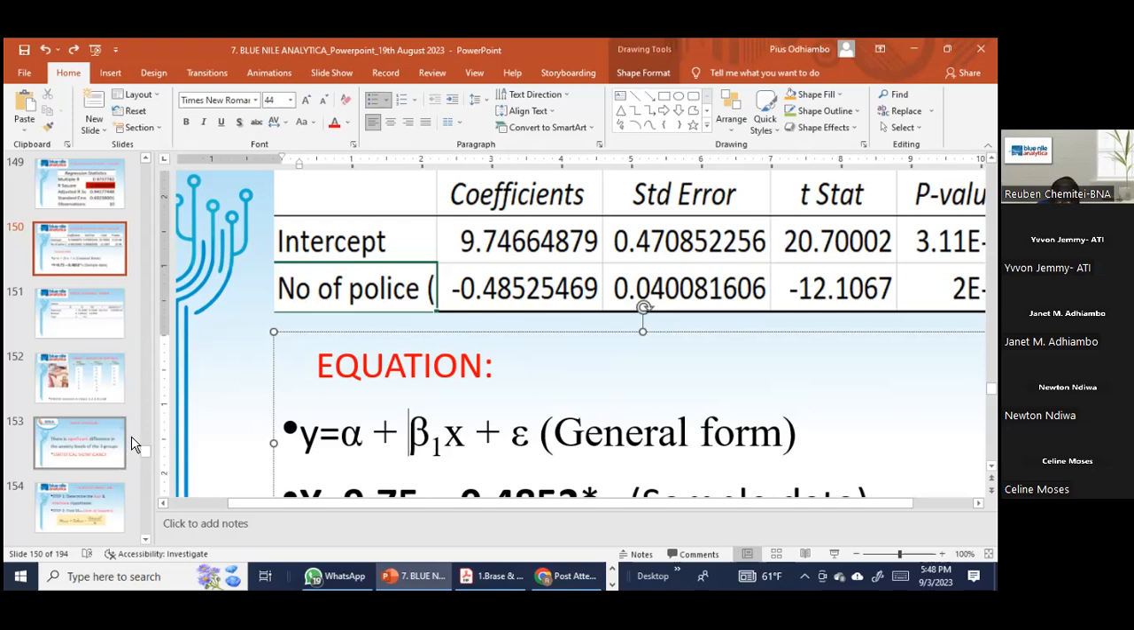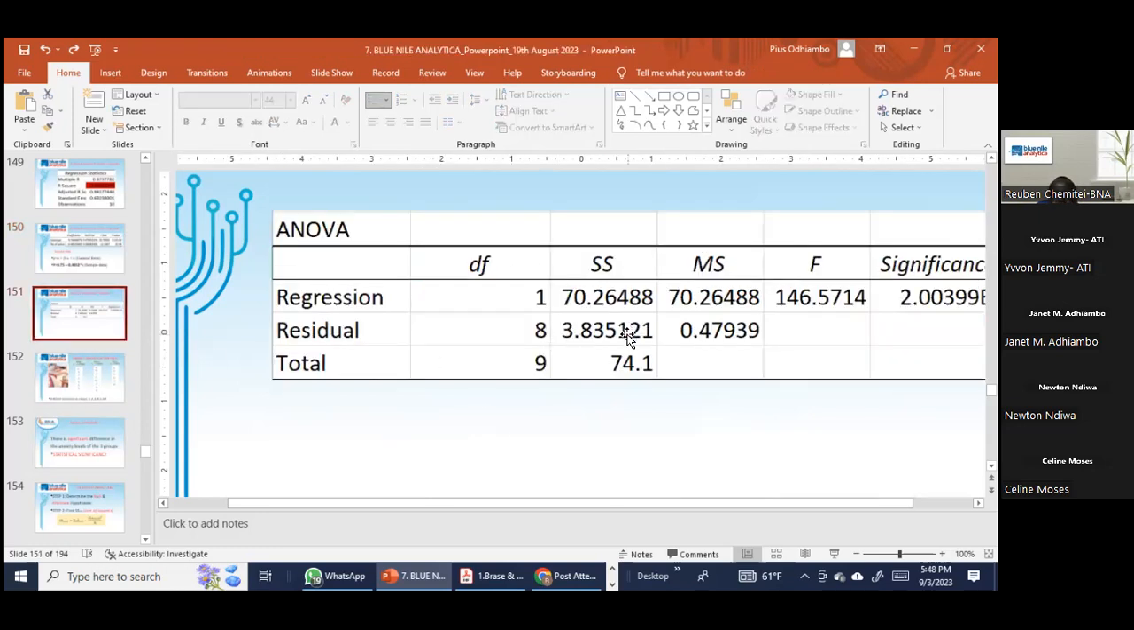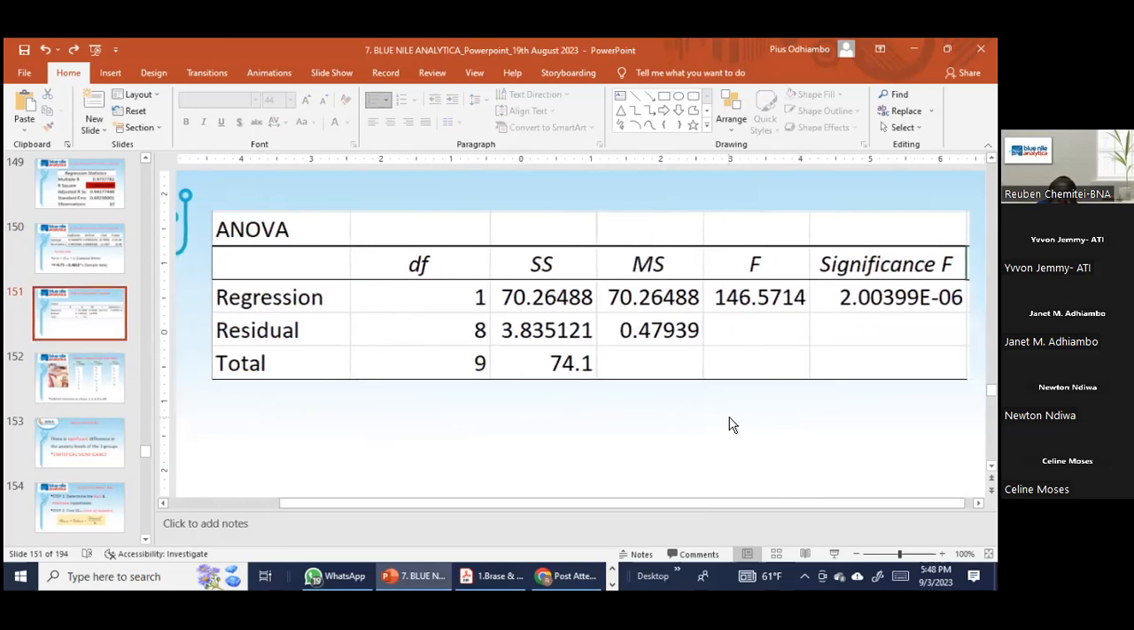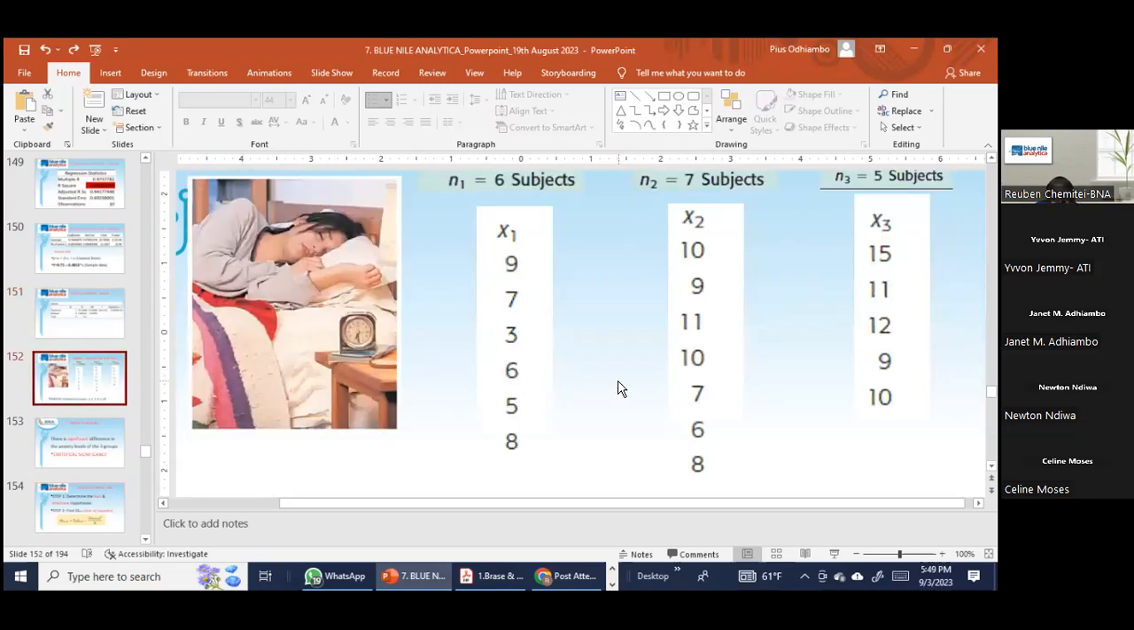What we did not explain was this table here, which I want to take the opportunity to explain. Now, Anova means analysis of variance. What we are trying to analyze in the data is whether there is any variation. The variation we are talking about is variation within a group or between groups. So I want to use an example here.